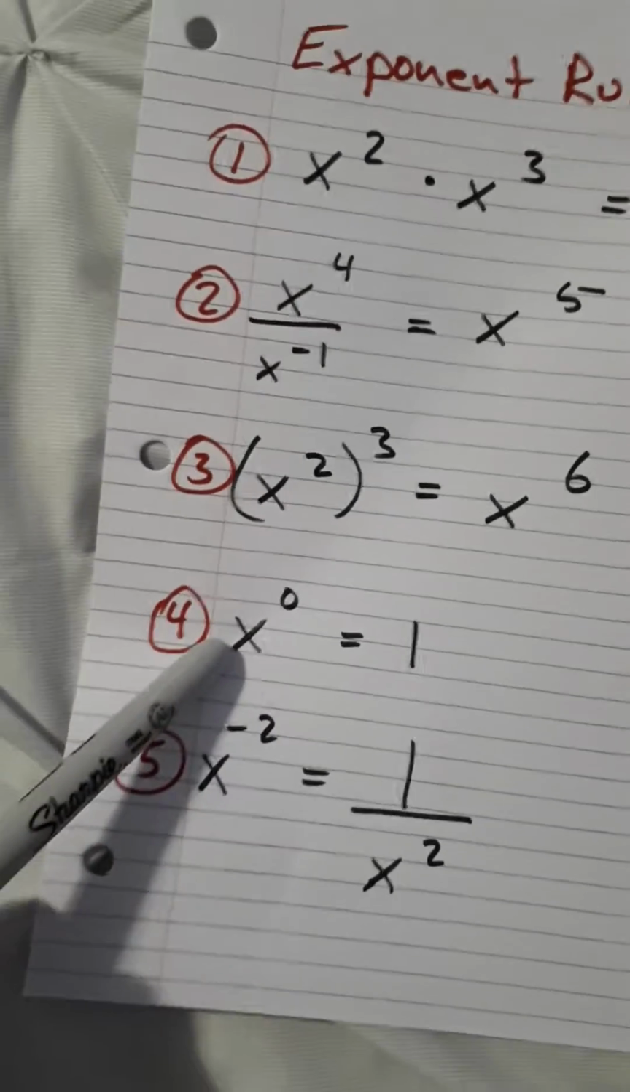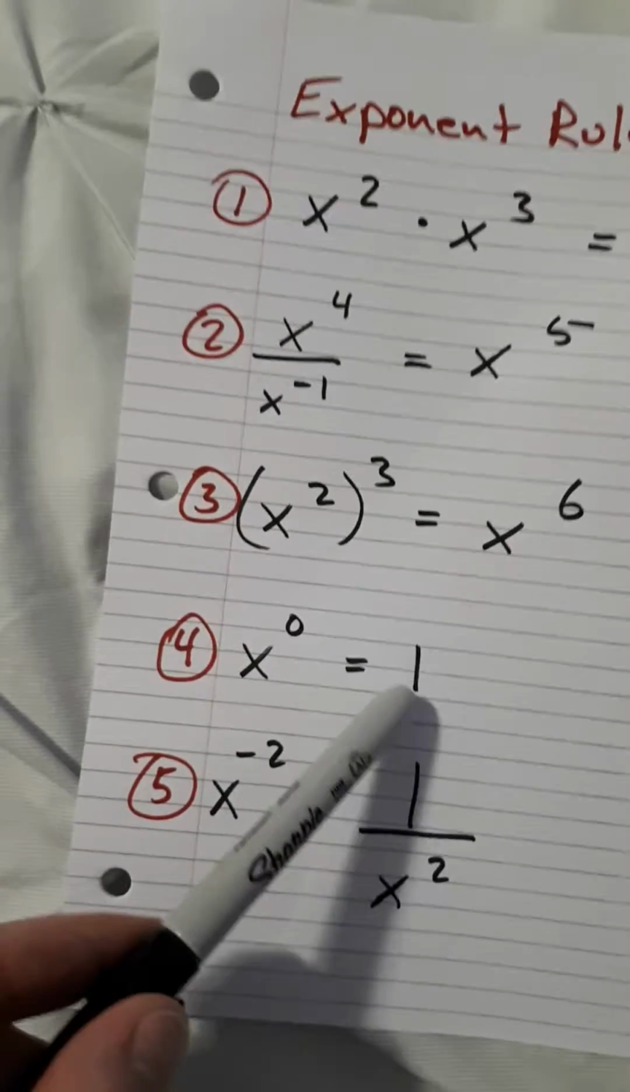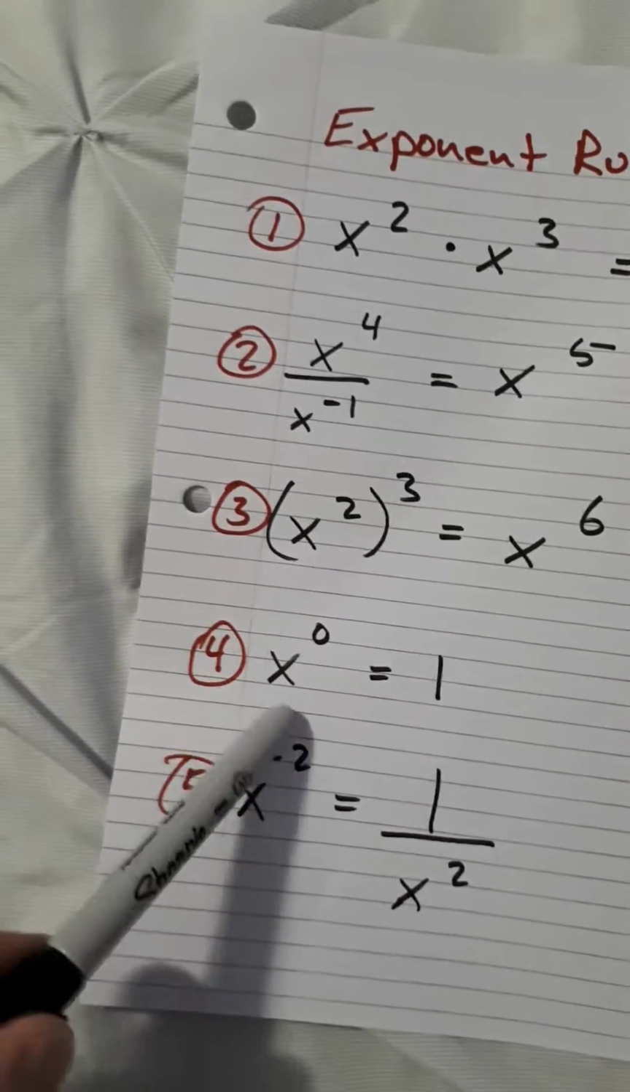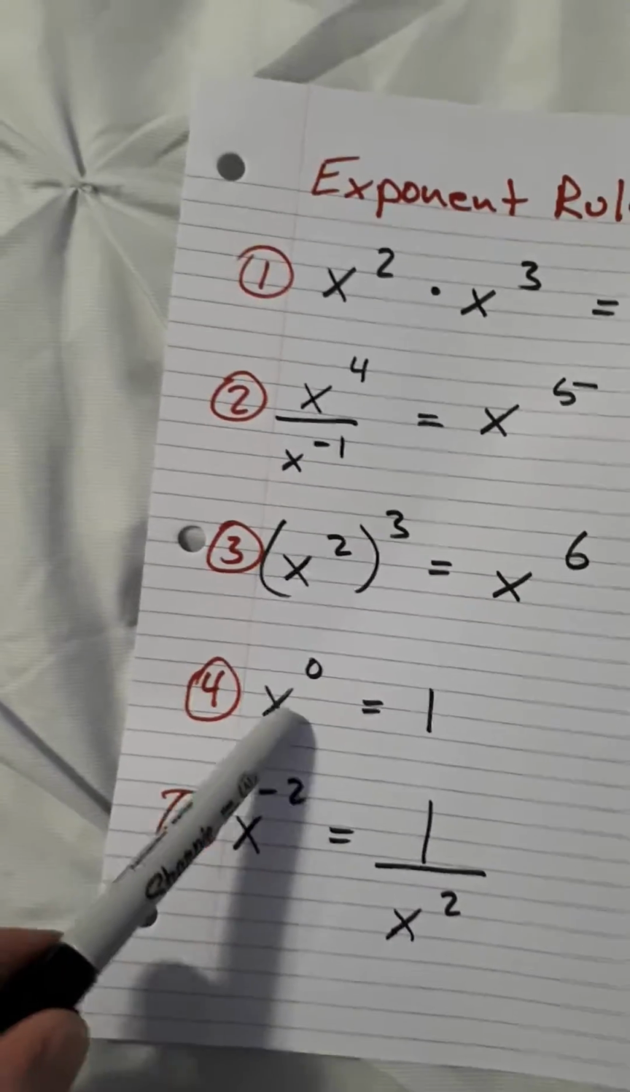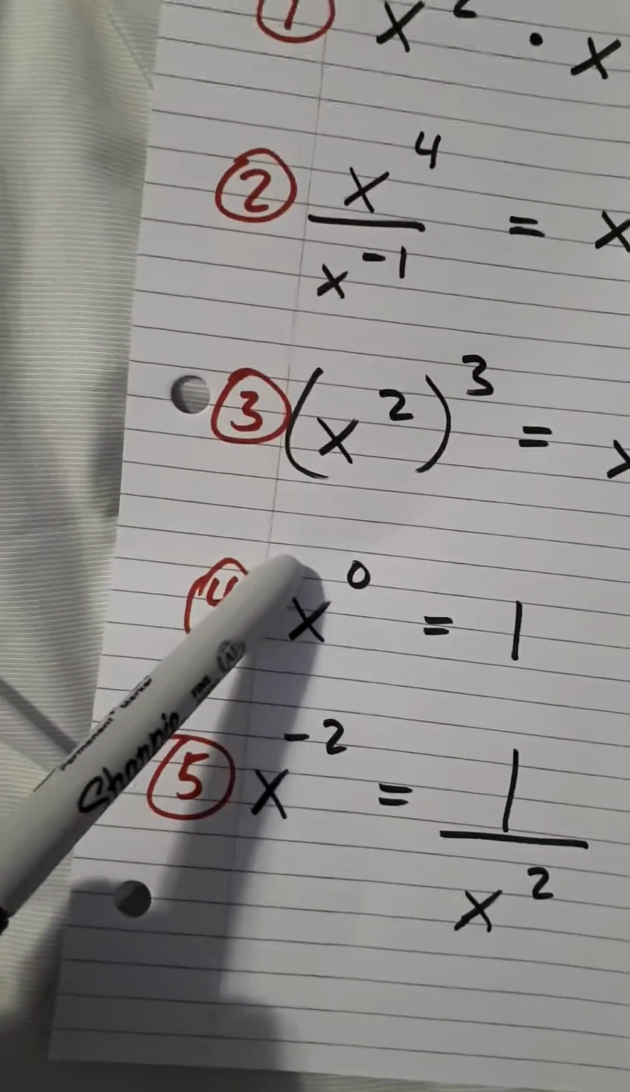Last couple of rules, anything to the 0 exponent is 1. Okay, it doesn't matter what the base is. X, Y, Z, 3, 10, doesn't matter. Anything to the 0 exponent is 1.